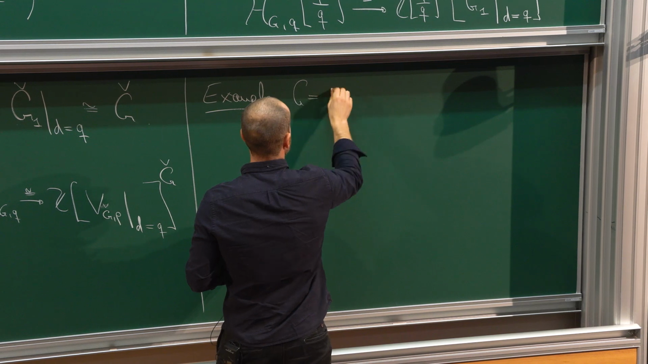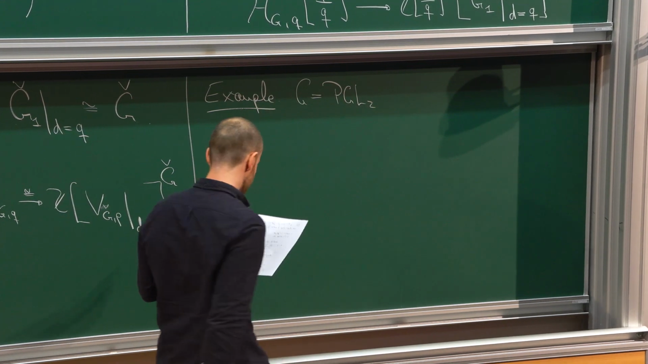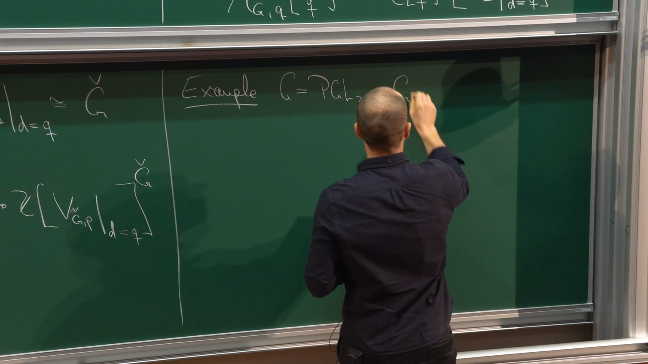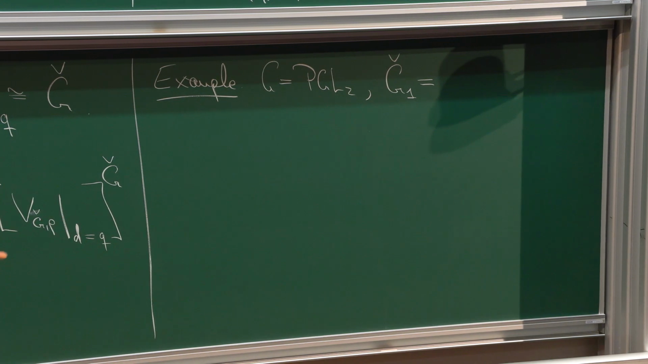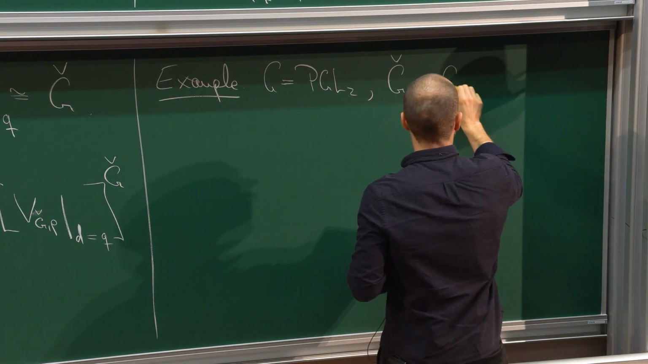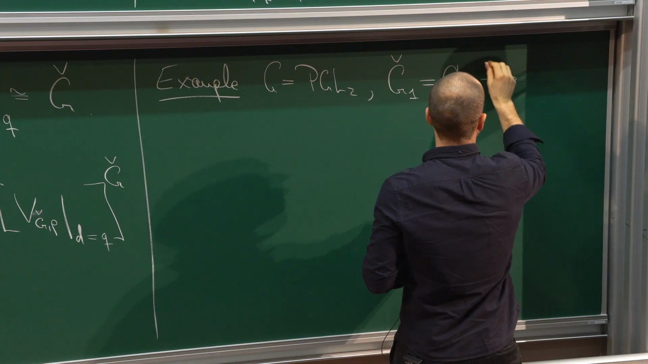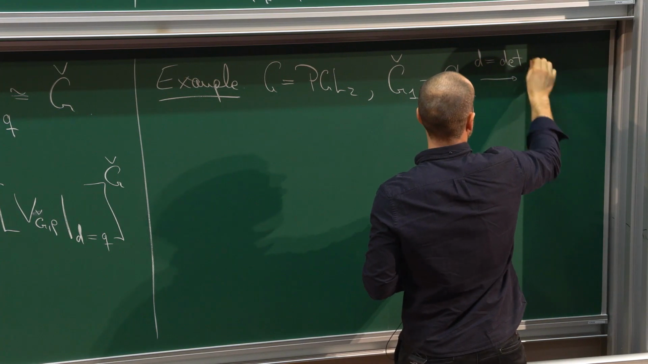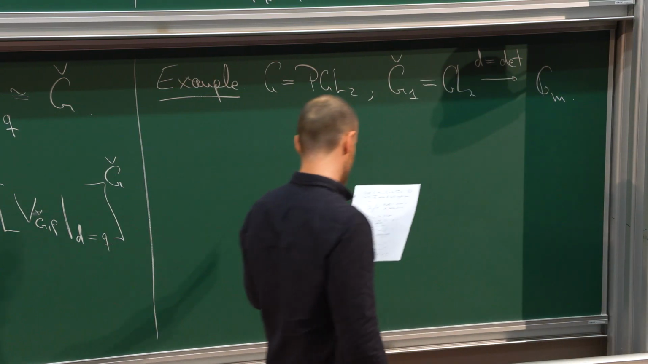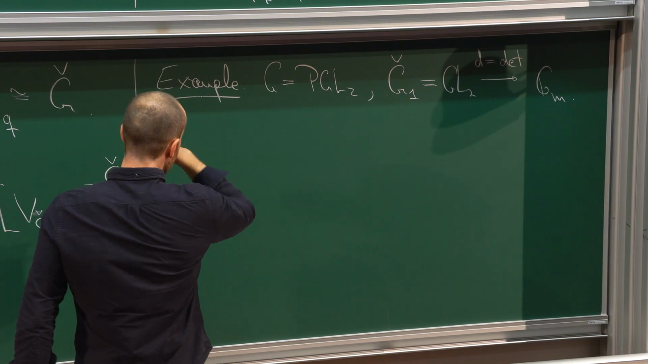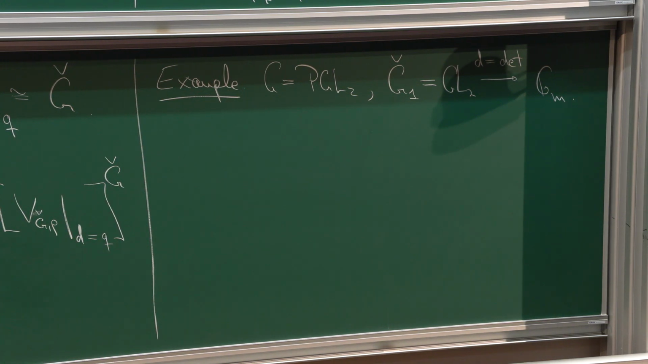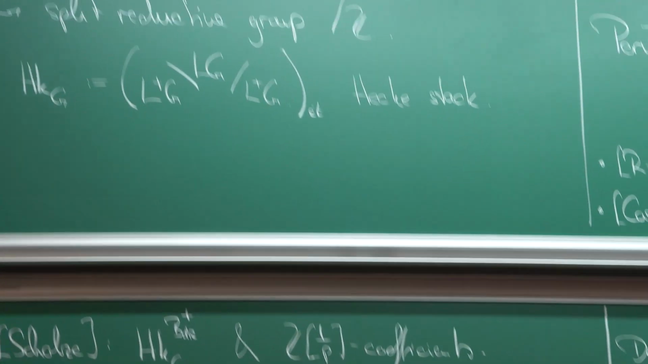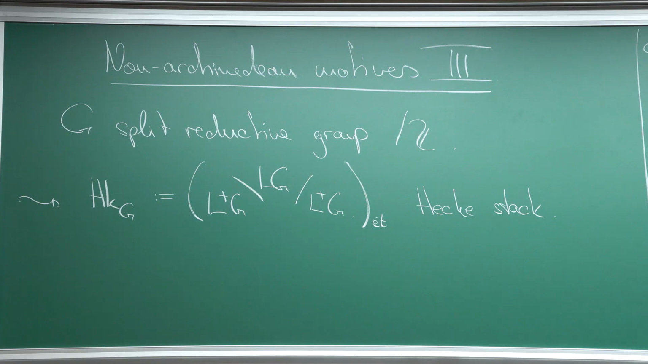So how does this work in the PGL2 example? In this case, the dual group is SL2, and this group here is just GL2, and D is the determinant, down to GM. And then in this case, instead of looking at points of the Hecke stack, you can look at the L plus G orbits of the FQ points in the affine Grassmannian.